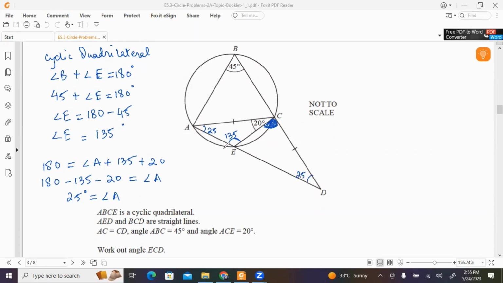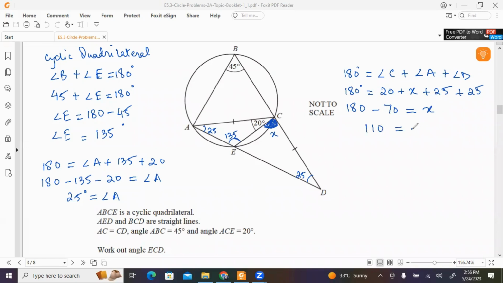Since we have two angles for the isosceles triangle, we can find angle C. So we can do 180 equals angle C plus angle A plus angle D. Angle C is x, therefore x plus 25 plus 25. 25 plus 25 is 50, and 180 minus 50 is 130, so x equals 110. 110 is your x. That is your angle ECD.